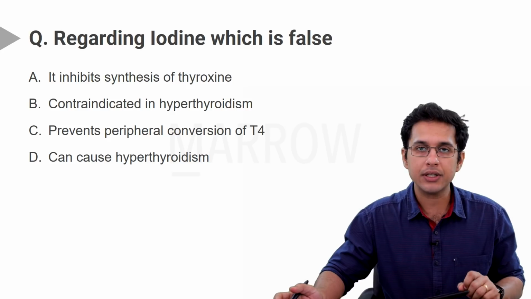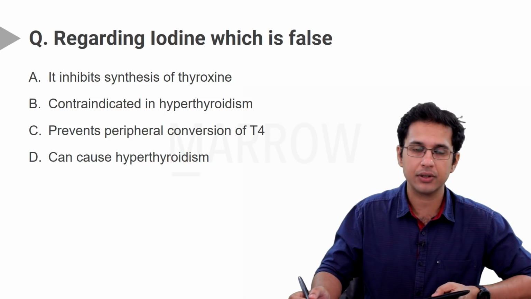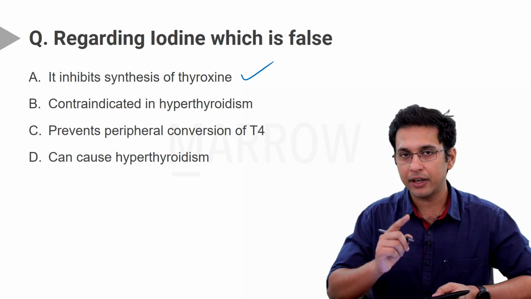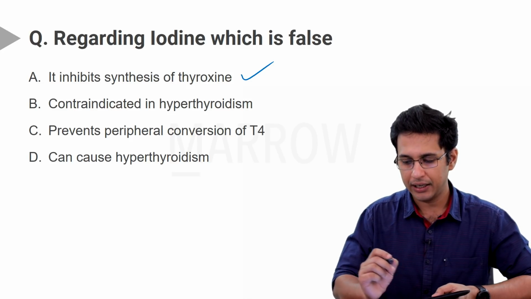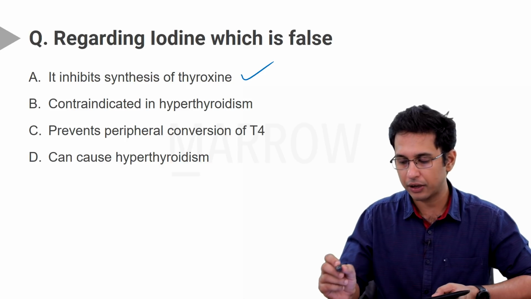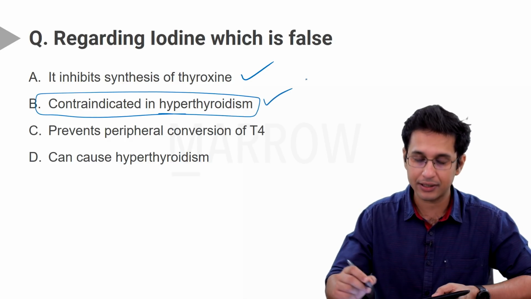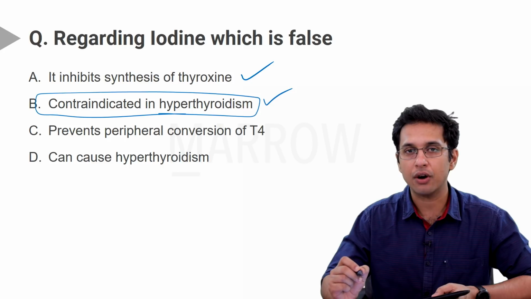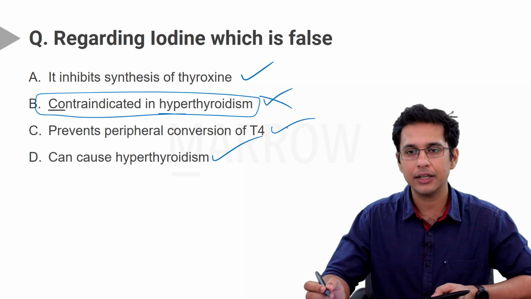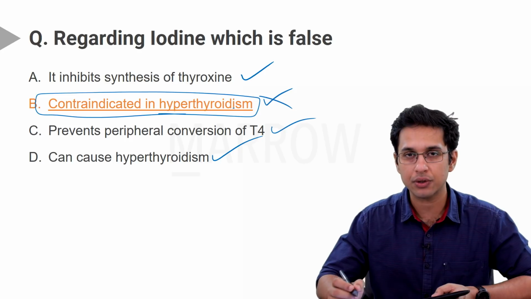Regarding iodine, which is false? It inhibits synthesis of thyroxine. Yes, it does. Contraindicated in hyperthyroidism? No, I just said we are going to use this Wolff-Chaikoff effect in a few conditions like hyperthyroidism before surgery, thyroid storm, hyperthyroidism in an acute state, or neonatal hyperthyroidism. We're going to use iodine, right? It's not contraindicated. In fact, it's used. Prevents peripheral conversion of T4? Yes. Can cause hyperthyroidism? Yes. So the answer which is false is that it is contraindicated in hyperthyroidism. In fact, it is used.